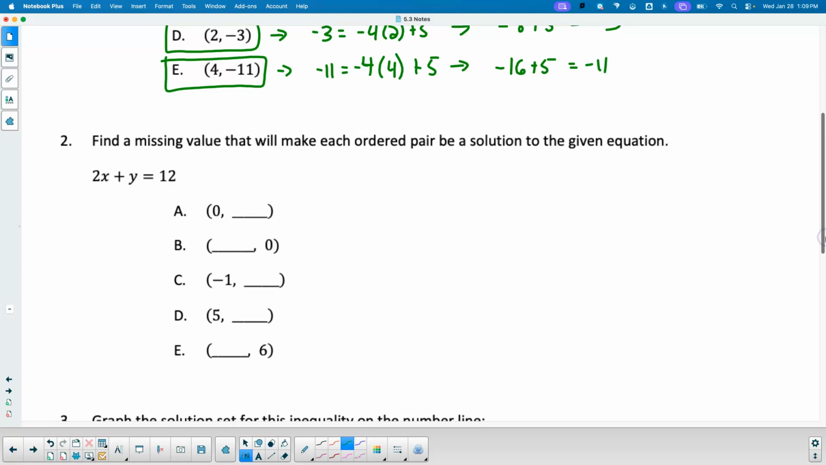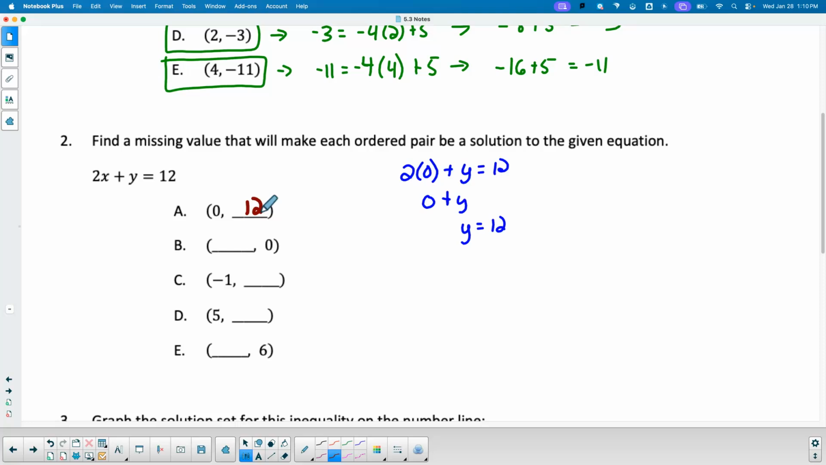Find a missing value that will make each ordered pair a solution to the given equation. So if I plug in 0 for x, what happens to any part of that equation with an x in it? It goes away, right? So the 2x goes away, then that's just 0 plus y, and that's just y. So y has to be 12. So that would have to be 12 there.